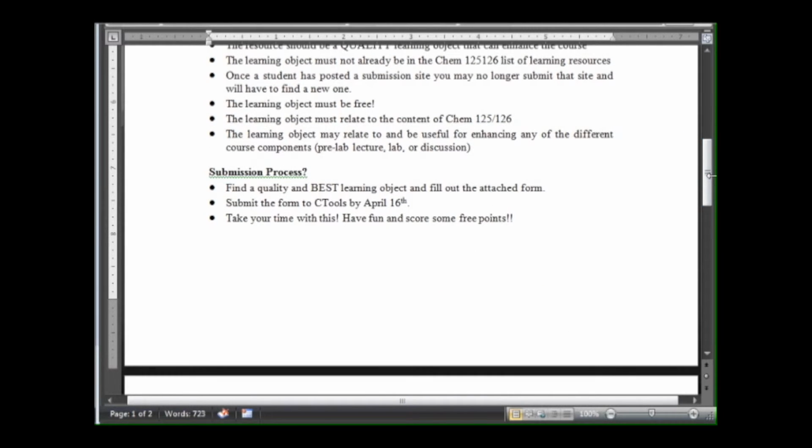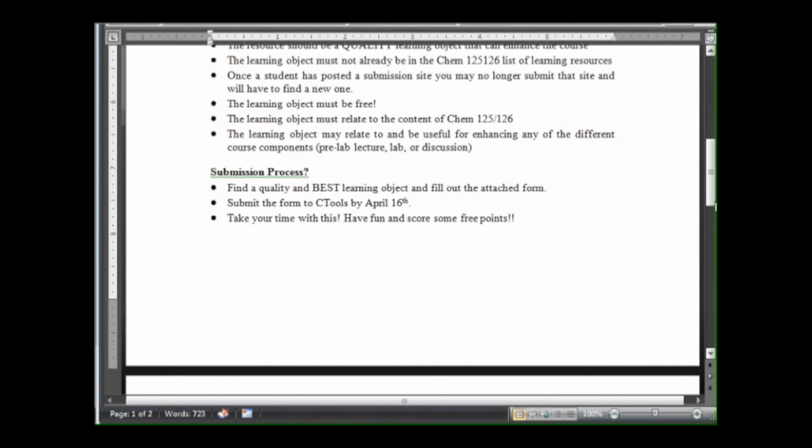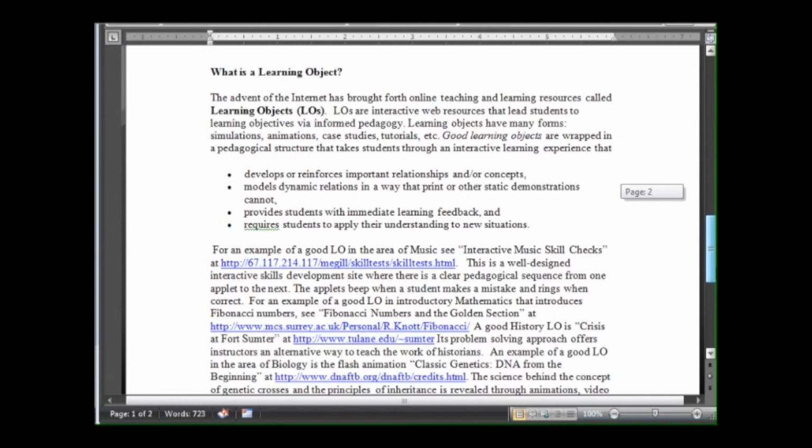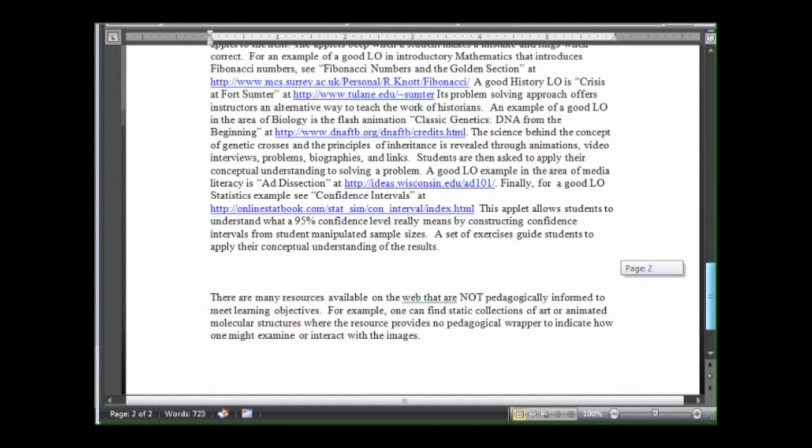Submitted sites were gone over, and after so many were collected, an updated list of learning objects was made available to the students. Once a learning object was submitted and posted, students still needing to submit their learning object could not choose them.